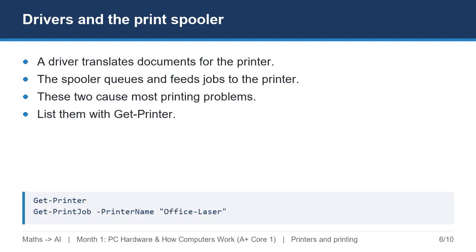Windows needs a driver, which is software that translates your document into the printer's language. The print spooler is a Windows service that queues jobs and feeds them to the printer one at a time. When printing breaks, these two are the usual suspects. In PowerShell, run get-printer to list printers, and get-printjob to see what's waiting in the queue.